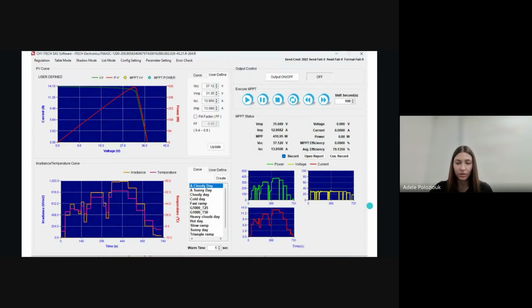Now let's take a look at the actual test running. So as the irradiance and temperature curve runs, the PV curve will also be changing over here. So the MPPT point will need to adjust to find the max power based on these values here. Now, since I was acting as the MPPT, I had to keep manually adjusting the current to best emulate the inverter as if I was the MPPT maximizing solar output.